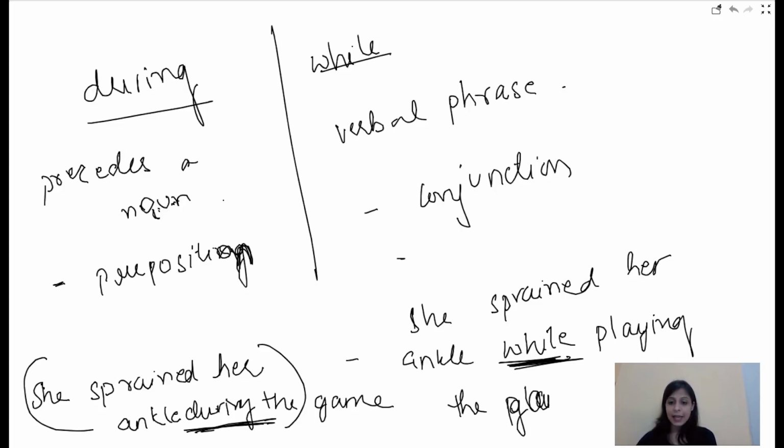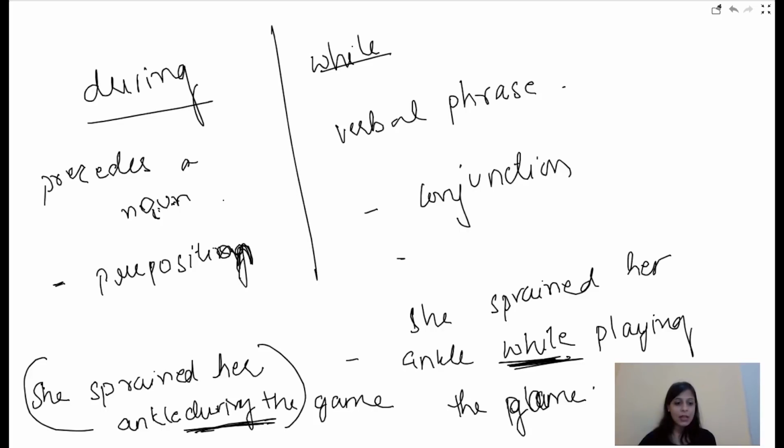Or let's take another example. Let's talk about a thunderstorm. I started to get scared during the thunderstorm. That's the preposition. Whereas with while, you can say, I started to get scared while the thunderstorm was raging. It's as simple as that.